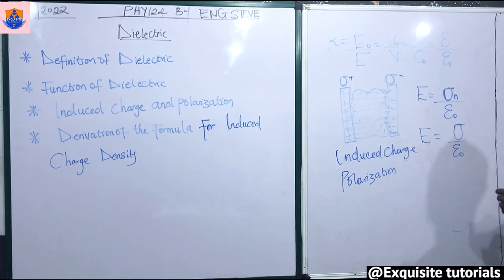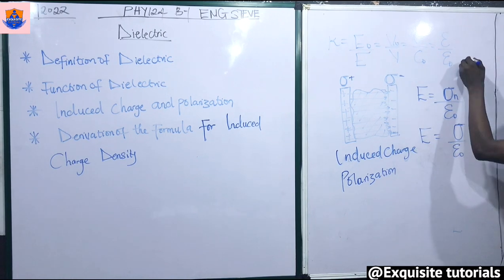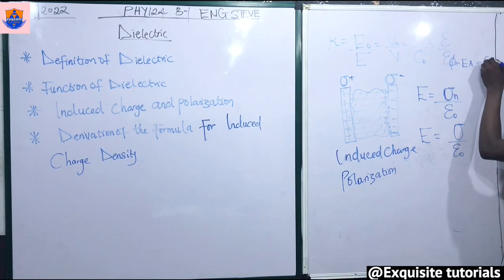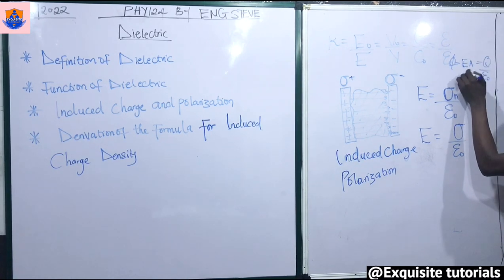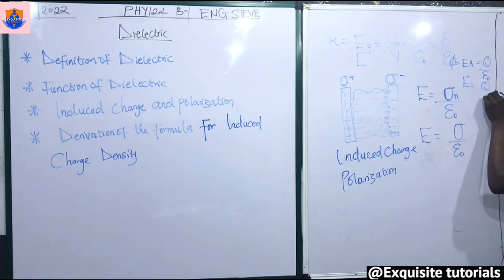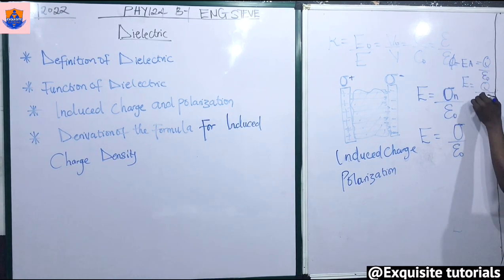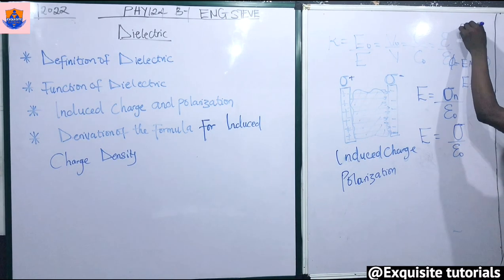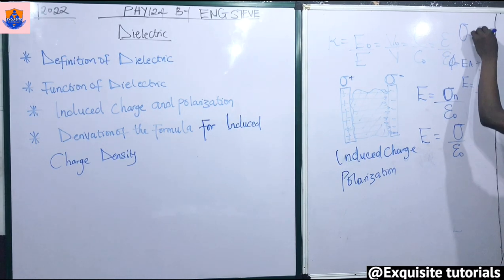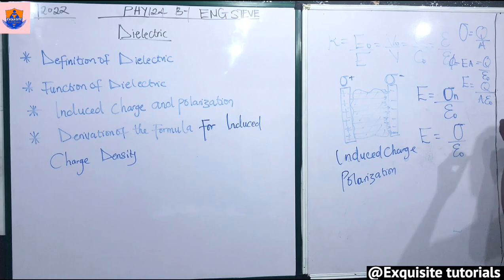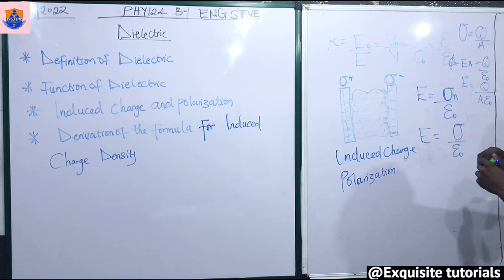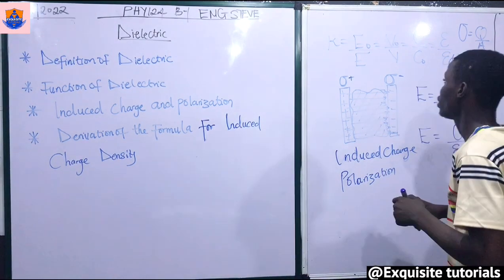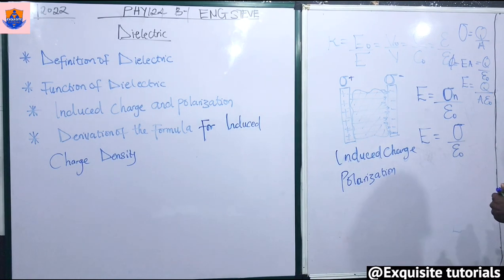We all know this comes from our Gauss law, where EA equals phi, which is equal to Q over epsilon naught. So if we make E the subject of the formula, we'll be getting Q all over A epsilon naught. And remember that our surface charge density is equal to Q over A, just like our linear density, lambda, is equal to Q over L, and our volume density is equal to Q over the volume.